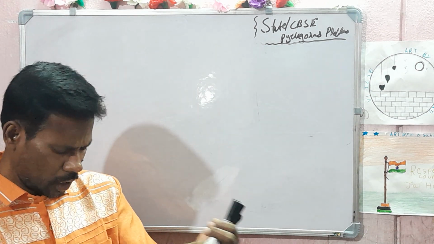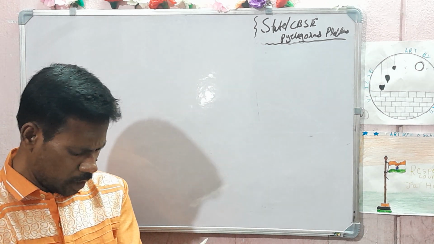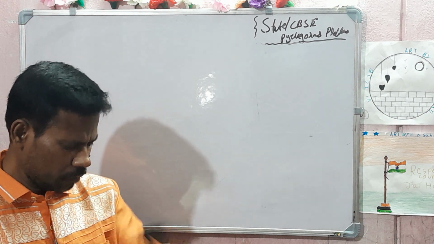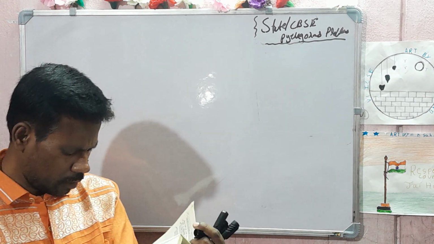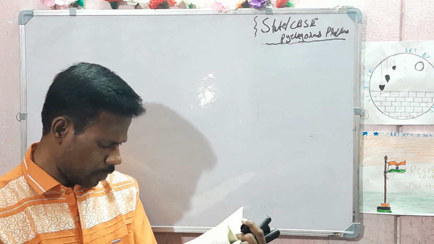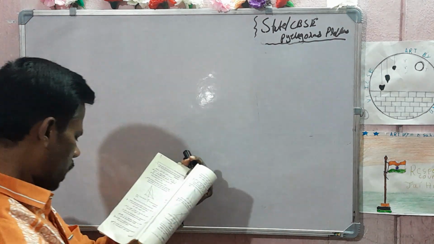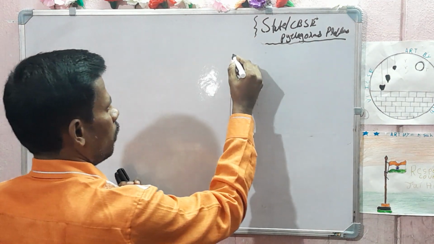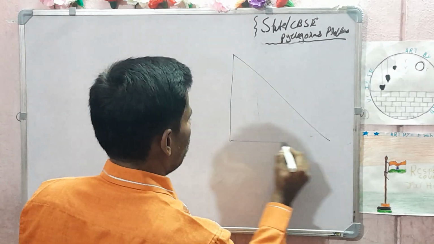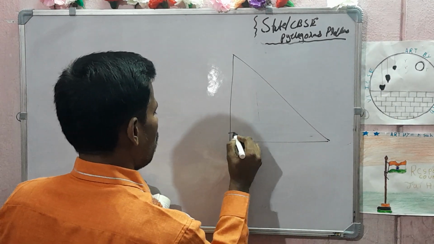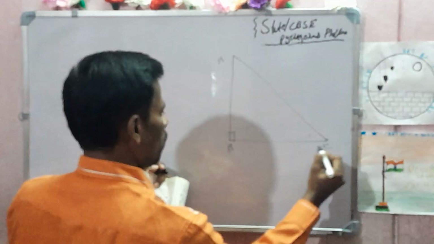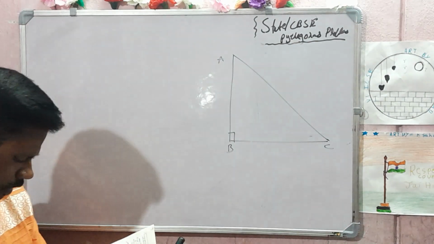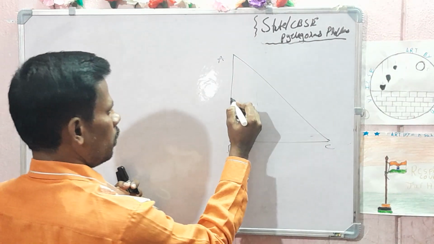Next, in a triangle ABC, angle B is 90 and D is the midpoint of BC.